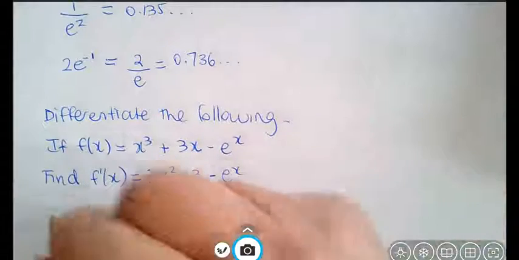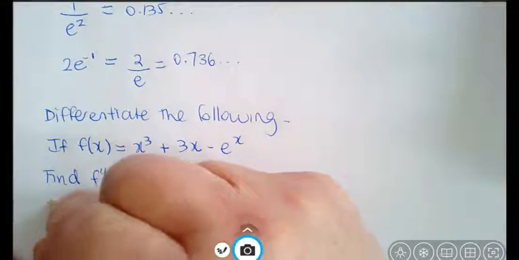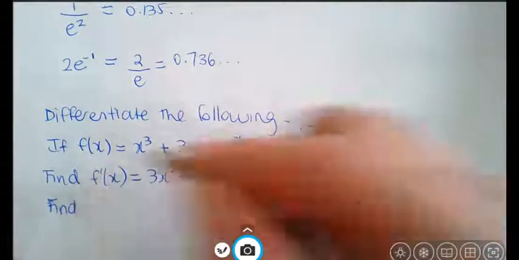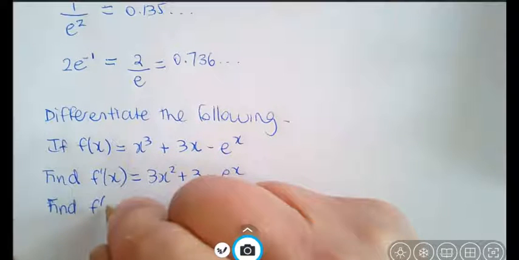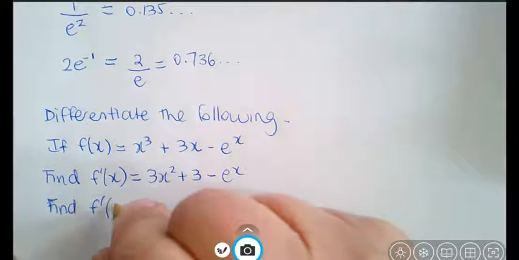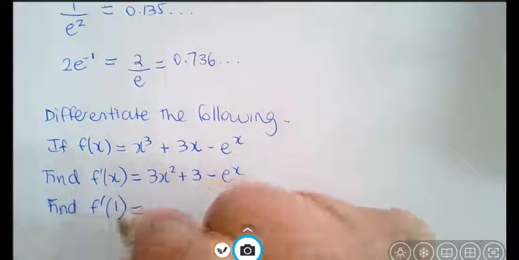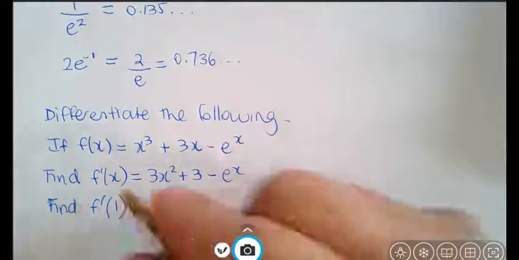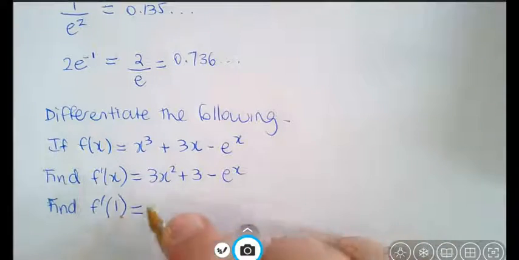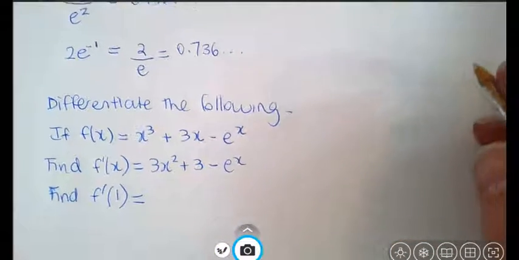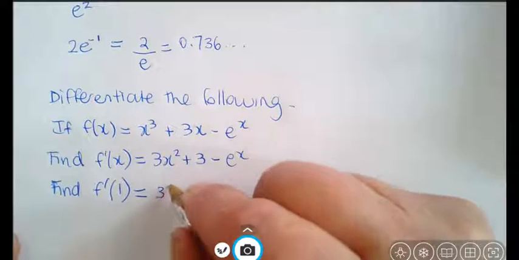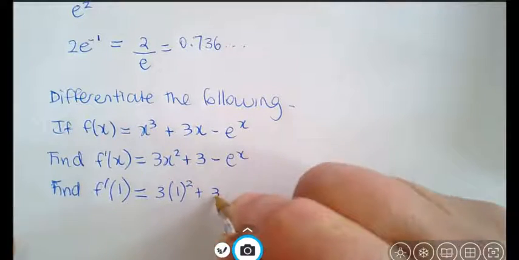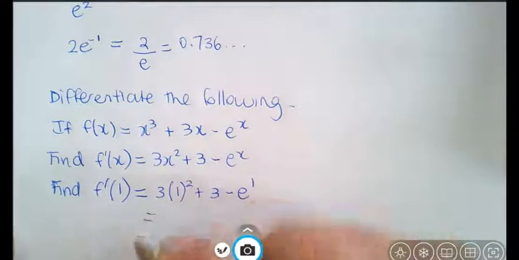I might say to you, find f dash 1. So I've done f dash x. What's f dash 1? I replace the x with a 1. So it's 3 times 1 squared plus 3 minus e to the 1. And what do you get?